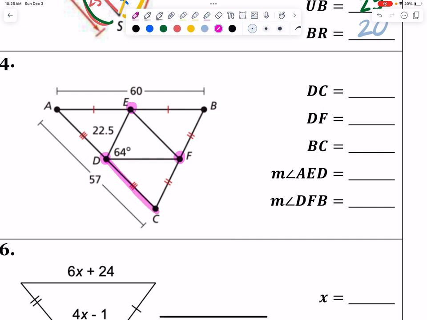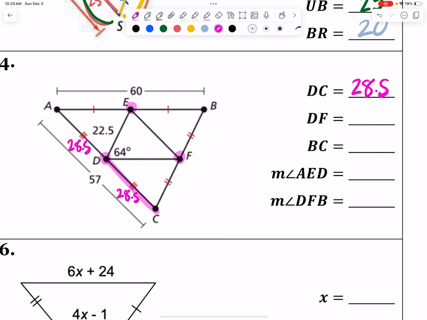D to C is just going to be half of that third side. That third side is 57. So we're going to do 57 divided by 2. So that would give me a length of 28.5. We take 57 and divide it by 2. So both of these sides would be 28.5.